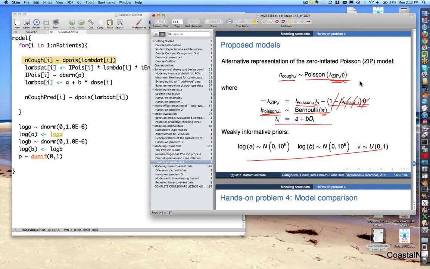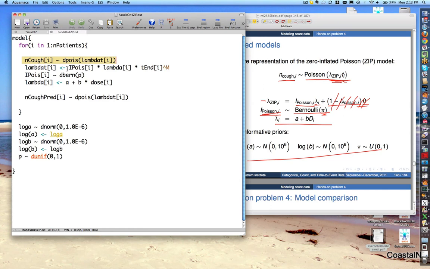Then my lambda t is going to be the I Poisson, so I just call it I POIS indicator variable here. It's going to take values of 0 or 1, and that's multiplying lambda times our t end. So that's again what's equivalent to the lambda times ti here.